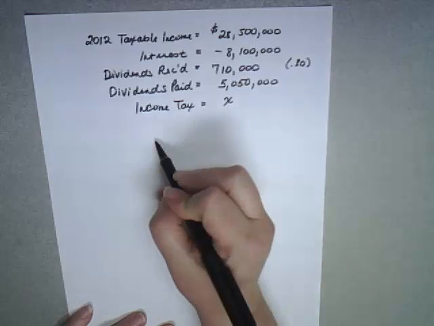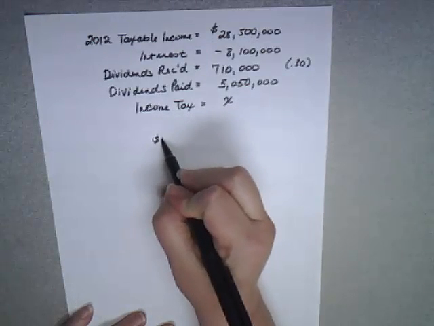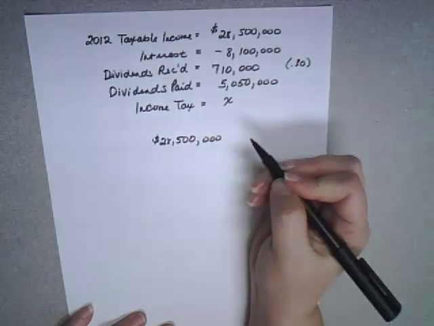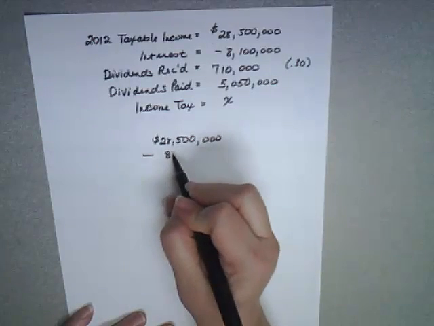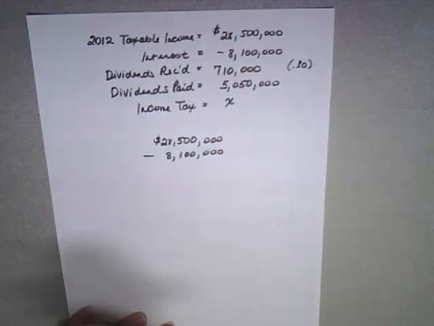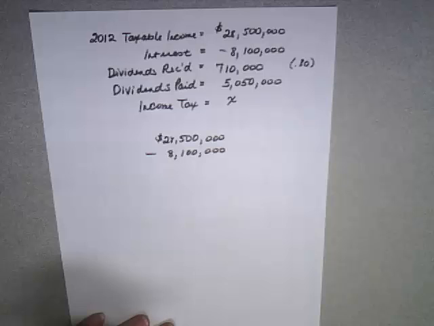Okay, so we've got a taxable income, $28,500,000. We know that we're not going to pay taxes on the interest. We do know... let me make sure I'm calculating this right.